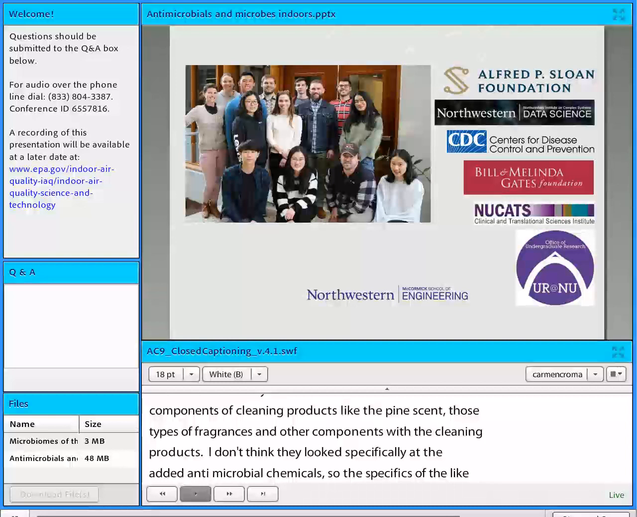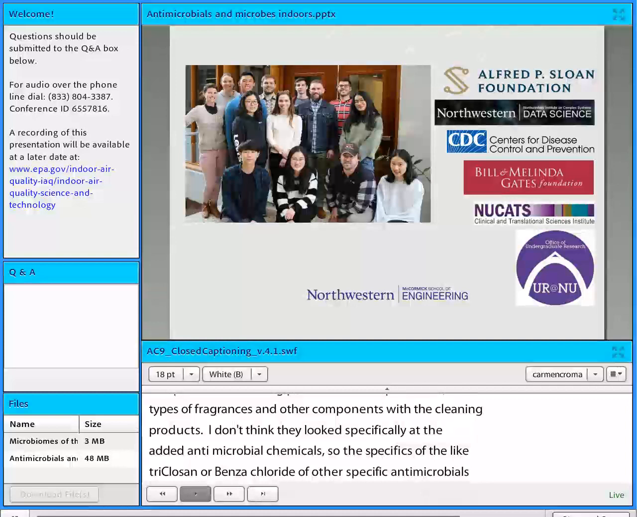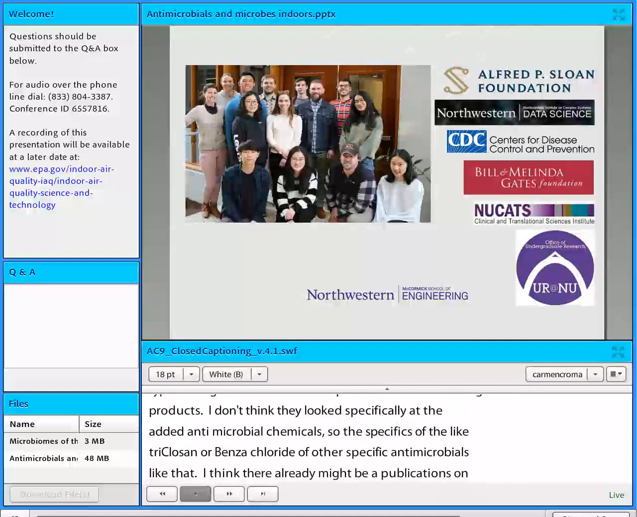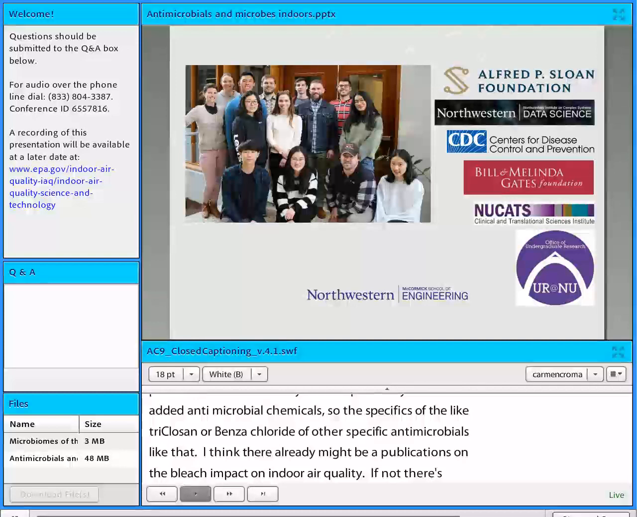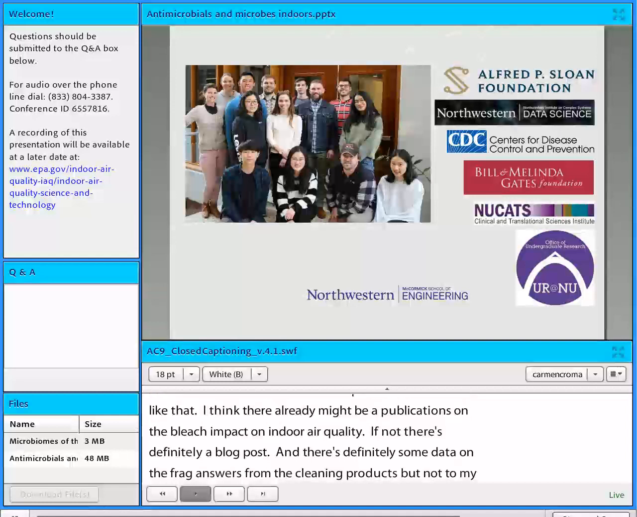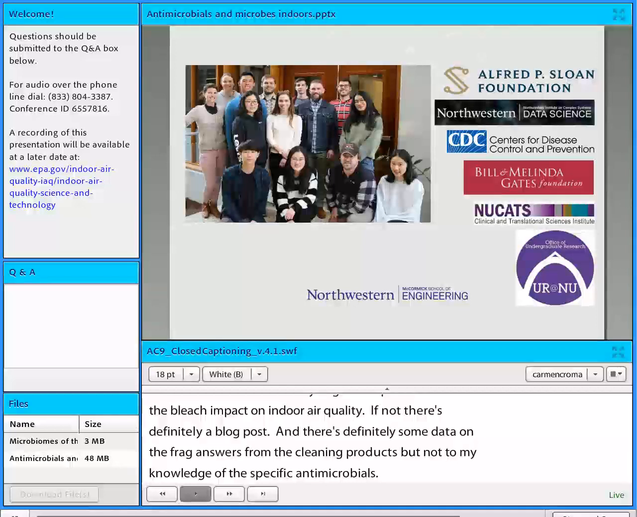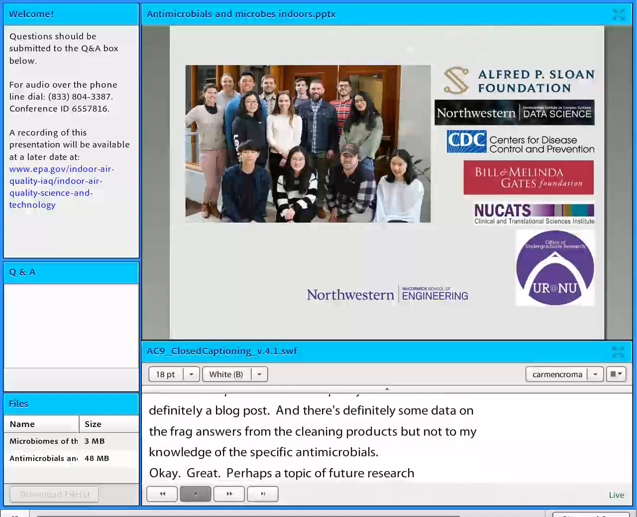So I think there might already be a publication on the bleach impacts on indoor air quality. If not, there's definitely a blog post. And there's definitely some data on the fragrances from cleaning products, but not, to my knowledge, of the specific antimicrobial chemicals. Okay, great. So perhaps a topic of future research for sure. Yeah, I hope so.